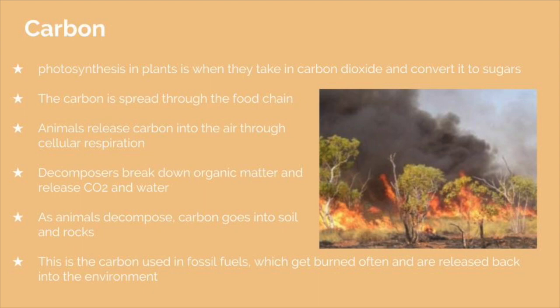The carbon cycle begins in photosynthesis in plants like grass and the acacia tree, where they take in carbon dioxide and convert it to sugars that they can transfer to primary consumers. The carbon is spread through the food chain as secondary consumers eat the primary consumers and tertiary consumers eat the secondary consumers. Those animals release carbon into the air through cellular respiration when they breathe.